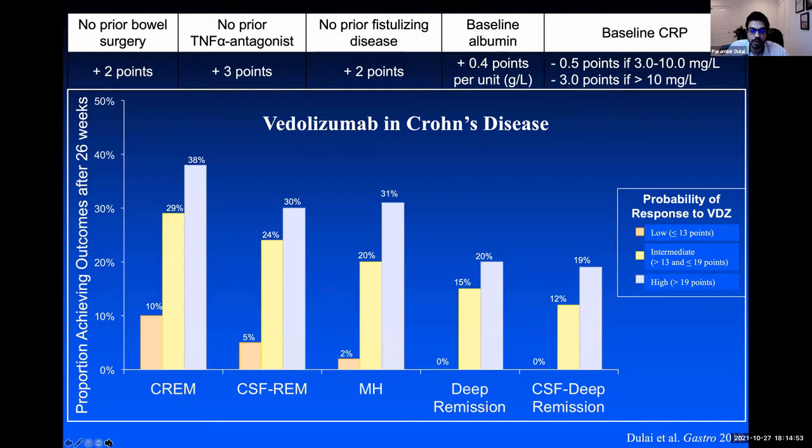These are the results from the Victory Consortium validation, where we looked both at clinical and steroid-free remission, but also mucosal healing. And you can see the low probability group in orange. Very few of them actually achieved these outcomes out to week 26. But those who had intermediate or high probability, the rates of clinical remission, mucosal healing, and deep remission were significantly higher in the patients who were intermediate or high probability compared to the low probability. You see a nice linear trend in efficacy or effectiveness, since this is observational data.